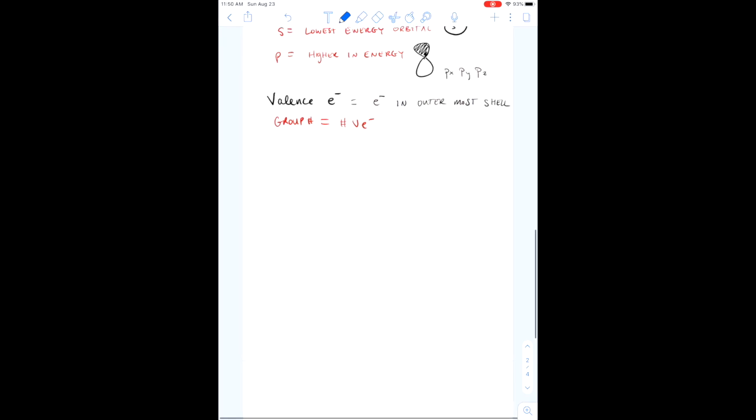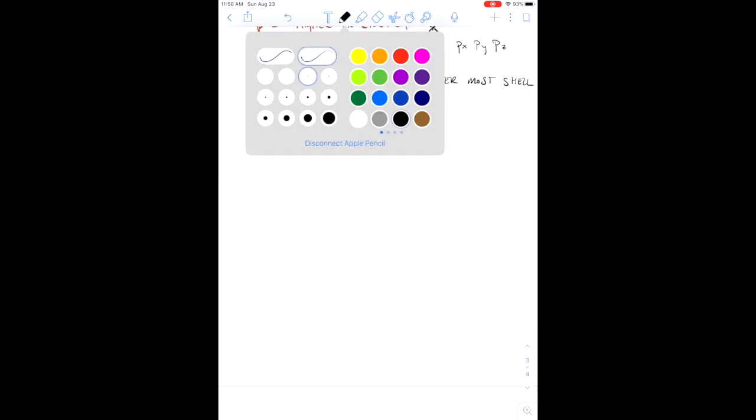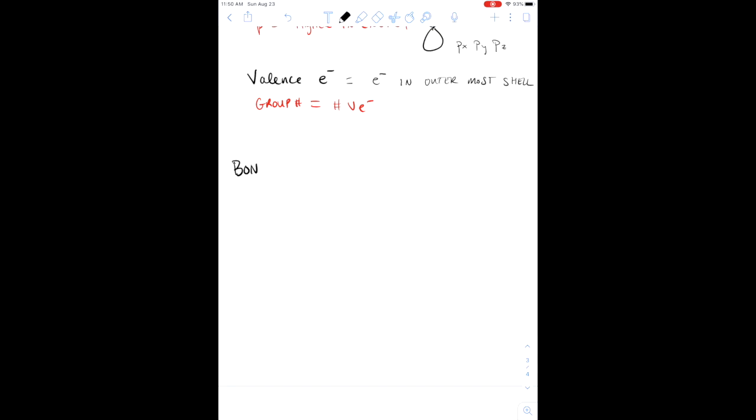Okay, so while we're on the topic of bonding or Lewis structures, let's talk about the different types of bonding or compounds that we can form. And so we've got covalent bonds or covalent compounds, and we've got ionic bonds or ionic compounds. So remember the difference between the two. Covalent compounds are formed by sharing electrons, and ionic compounds are formed by transferring electrons.